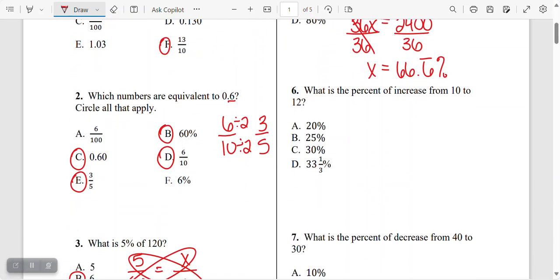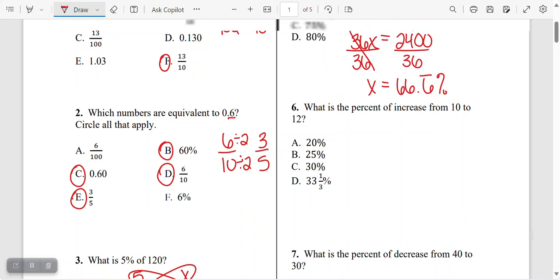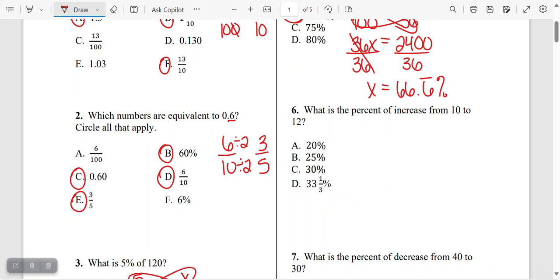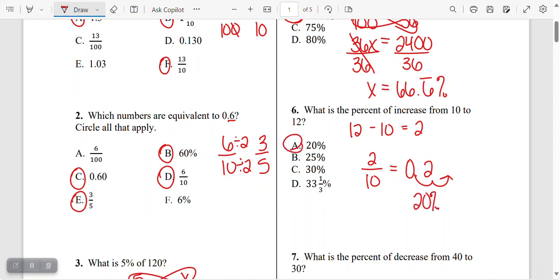6 and 7 are both percent of change questions, and there were a lot of questions from you yesterday on this. You couldn't remember how to do it. So in these examples, remember that we want to take the difference. We want to subtract the two numbers first, and then we always want to divide by the original amount. So we have a percent increase here because we're going up from 10 to 12. So we're going to do 12 minus 10. That gives us 2. And then 2 divided by the original, which was 10, is 0.2. We want to change that decimal to a percent, and we get letter A, 20%.